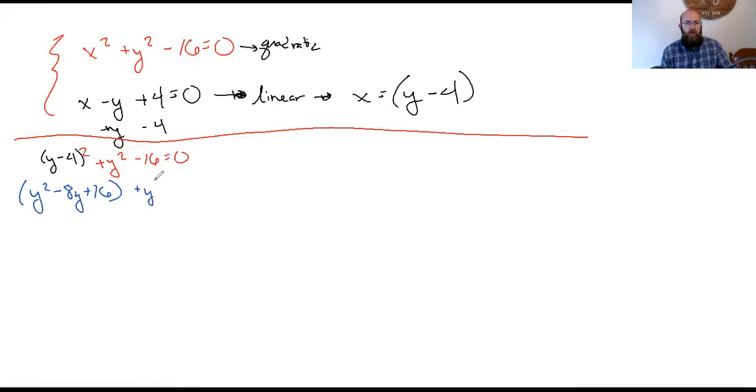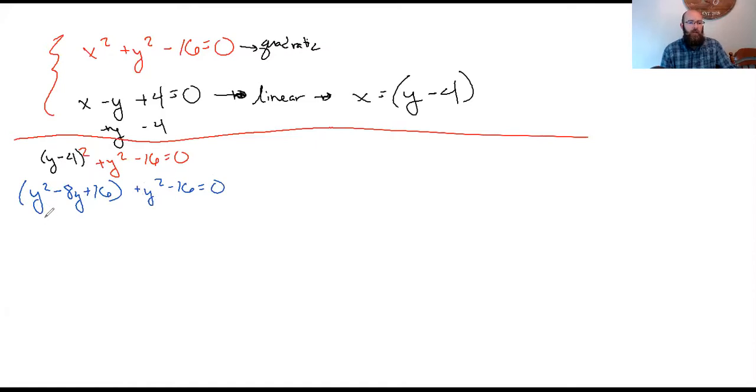And I'm still left with the plus y squared minus 16 equal 0. Now everything's on the same side. Everything has y's in it. Let's combine like terms. There's this parenthesis, but I'm just adding stuff after it, so the parentheses serve no significance anymore.